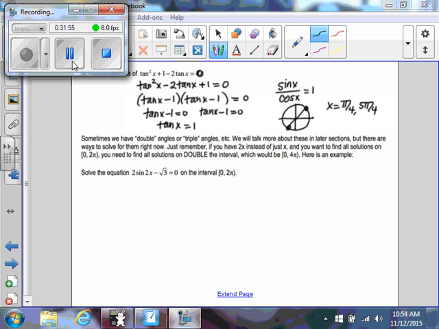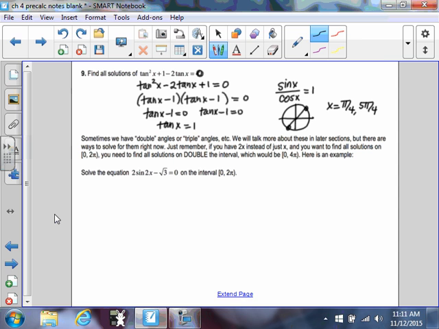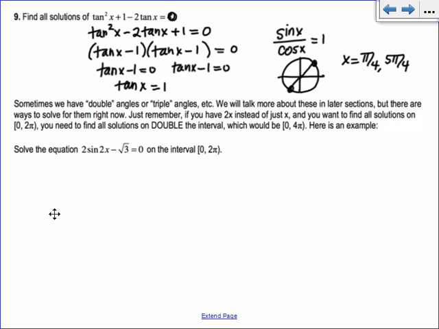All right, I'm going to pause this for a sec. Here we go. It says sometimes we have double angles or triple angles, etc. We're going to talk more about these in later sections when we talk about trig identities. But there are ways to solve for them right now, so we don't have to do all the later section stuff. Just remember that if you have 2x instead of an x in your problem, then you should find all of the answers on 0 to 4 pi instead of 0 to 2 pi. Okay, and then we're going to end up having the interval at the end. So it's kind of weird. Double the interval, and then we end up having all of our values.